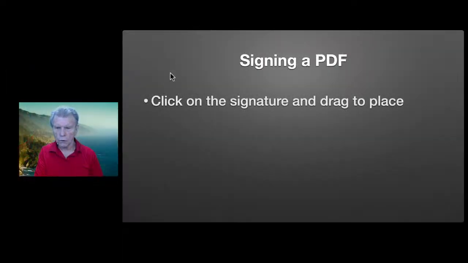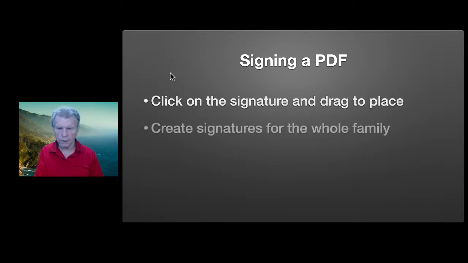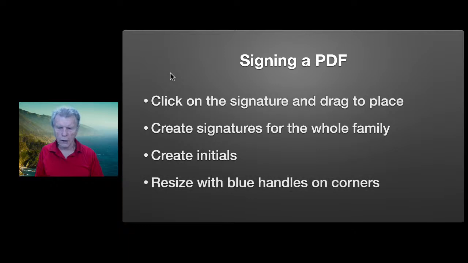So to use the signature, you click on it, and it appears in the middle of your PDF, and then you would drag it into place. You can create signatures for the whole family. You can also create initials for initialing multiple pages of a contract, and you can resize that signature using the blue handles on the corner.